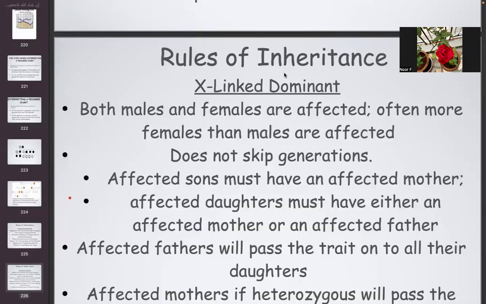Rules of inheritance. X-linked dominant. Both males and females are affected, often more females than males. Does not skip generations. Affected sons must have an affected mother. Affected daughters must have either an affected mother or an affected father.